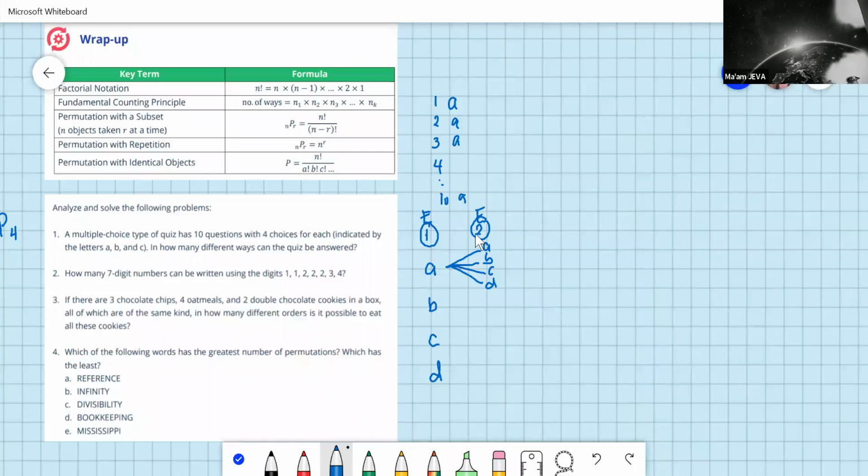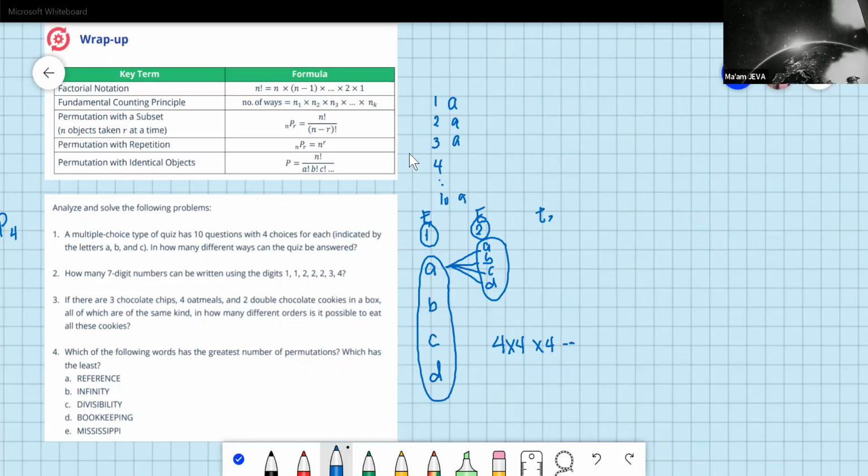Follow? So this one is 4 times 4, right? Times another 4 for your event number 3. So what pattern did you see? This is 4 times 4 times 4 up to how many? 4 possible choices. Each question is an event.